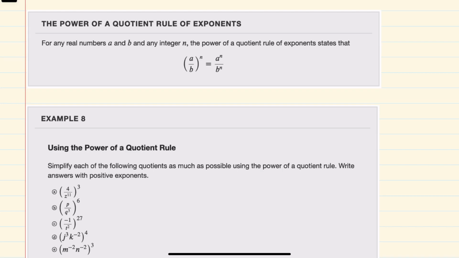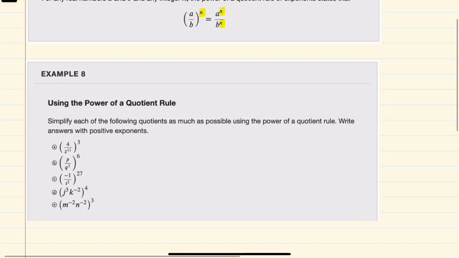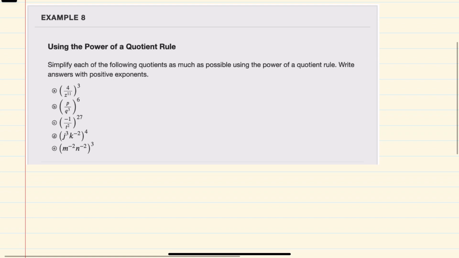In this video, I'll be helping you with a math topic called the power of a quotient rule of exponents. And we can see here that this rule says that when we have a quotient, like a over b, raised to a power, that power applies to both the numerator and the denominator. And we have a couple of examples here to use this rule.